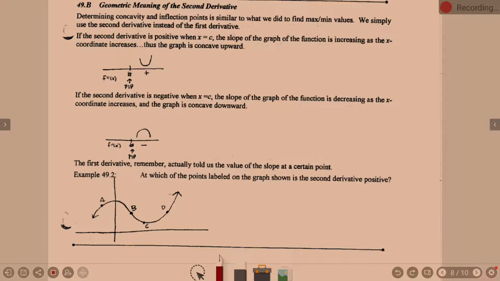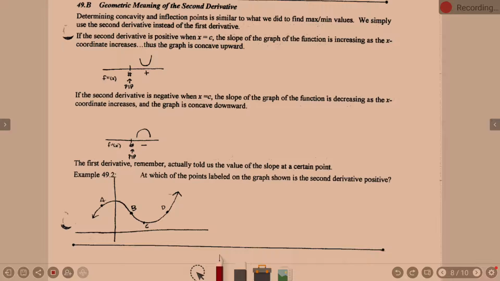Now with the second derivative, if we set it equal to 0, that finds our inflection points. Between the inflection points, your graph is either positive or negative. A positive second derivative is going to be concave up. A negative second derivative is going to be concave down. And that's what a lot of the rest of this page says in the next two sections.